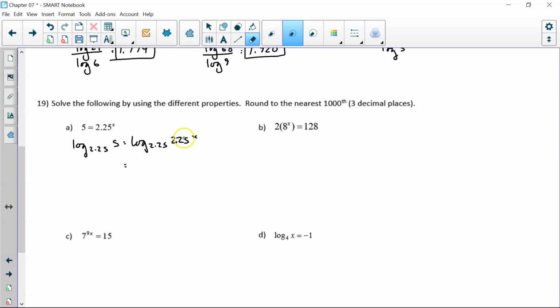So when we do that, on this right-hand side, they cancel. So we have the log base 2.25 of 5 equals x. Now, to find out what x equals, we can use our change of base. It's the log of 5 divided by the log of 2.25. So x equals, and when you type that in, you get about 1.985.